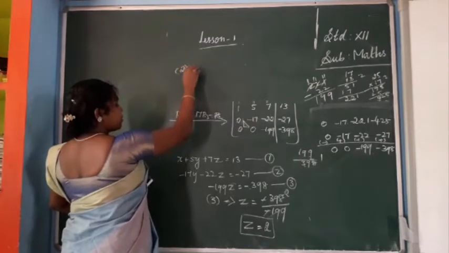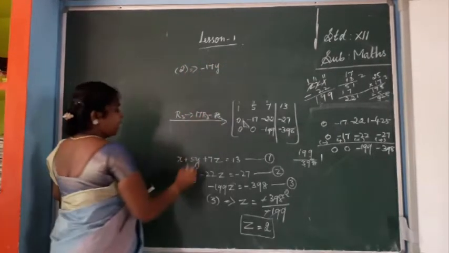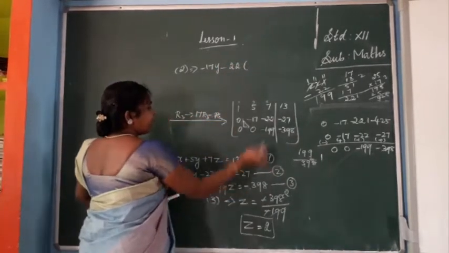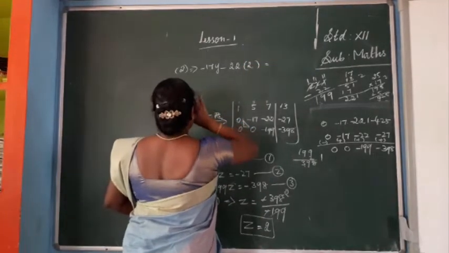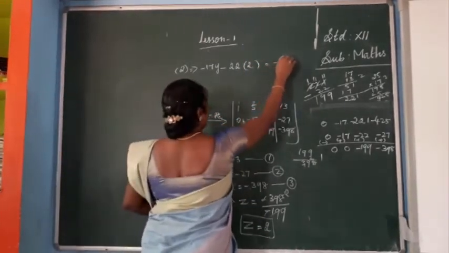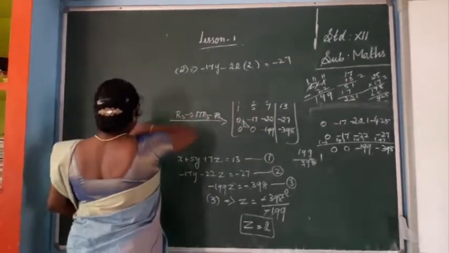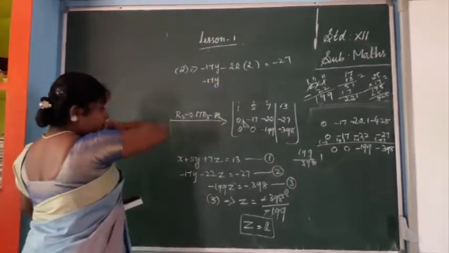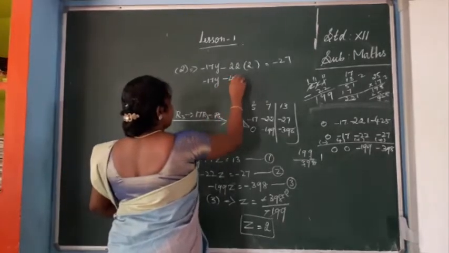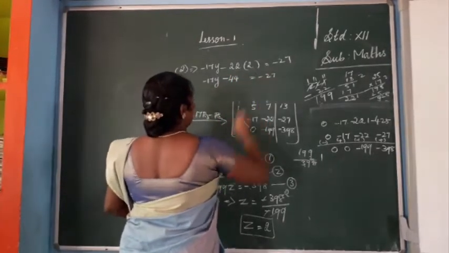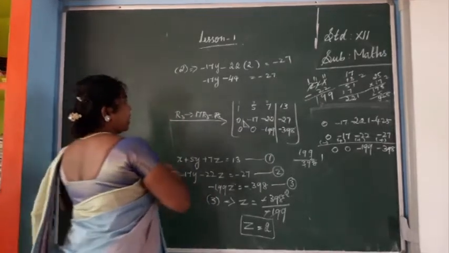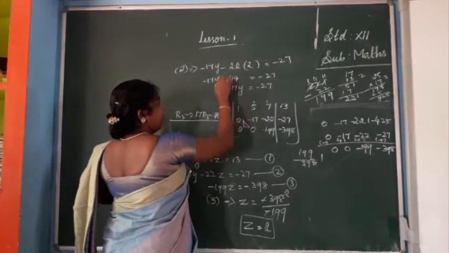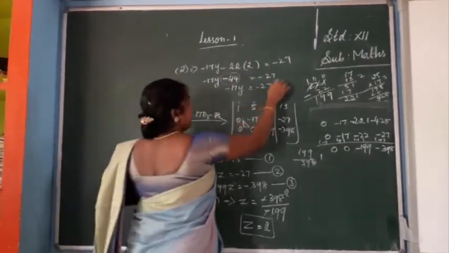So equation 2 implies minus 17y minus 22 into z. What's the value of z? 2. Equal to, so what is here? Minus 27. Okay, next, minus 17y minus 22 into 2, minus 44. Okay, minus 44 equal to minus 27. Now you take minus 44 to the right hand side, it will become positive. Minus 17y equal to minus 27 plus 44, because taking it to the right hand side means plus 44.